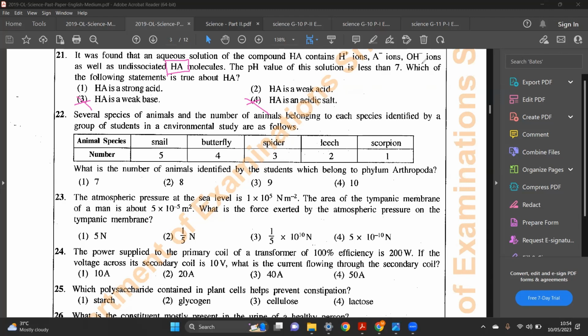Now we need to decide whether it's a strong acid or a weak acid. Remember, a strong acid will fully dissociate, something like HCl. You won't have any HCl remaining. It will all be H plus and Cl minus. But in this particular situation, the question says you have some undissociated particles as well. Therefore, it has to be a weak acid. A weak acid only gives out some H plus, but retains some of its original structure as well. So HA is a weak acid, option number 2.